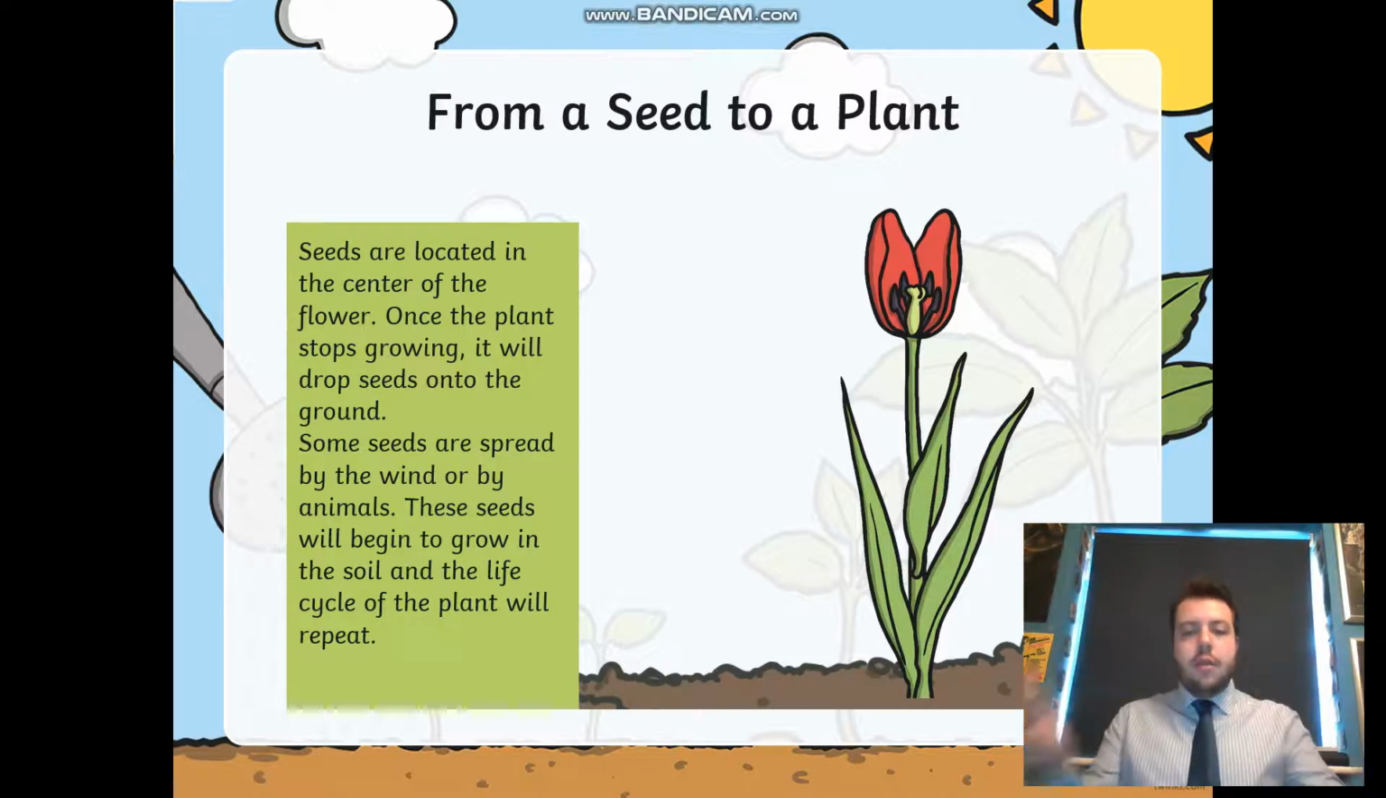Then those seeds will fall to the ground once the plant has died, or they may be spread by the wind or different animals, and they will then start their life cycle again by spreading those roots, absorbing that water, and they will become seedlings, growing those leaves, growing those stems, and becoming a plant all by themselves.